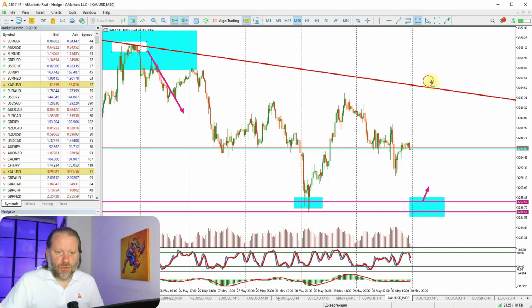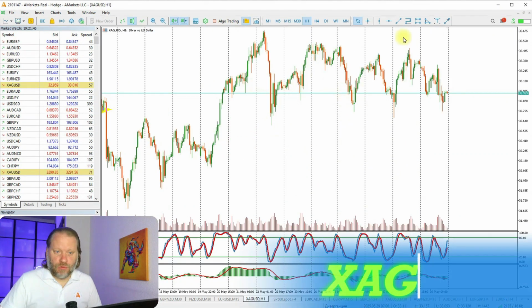And if the price goes up, it can also touch this resistance line once again. But according to my strategy, it is already weakened. But nevertheless, there is a potential. It will be possible to make some money here.